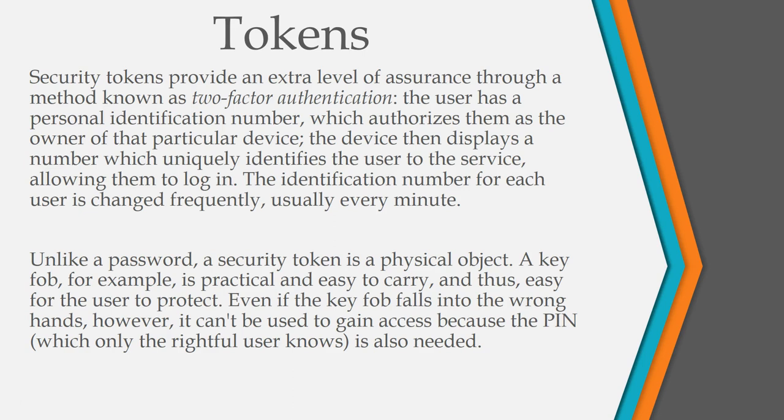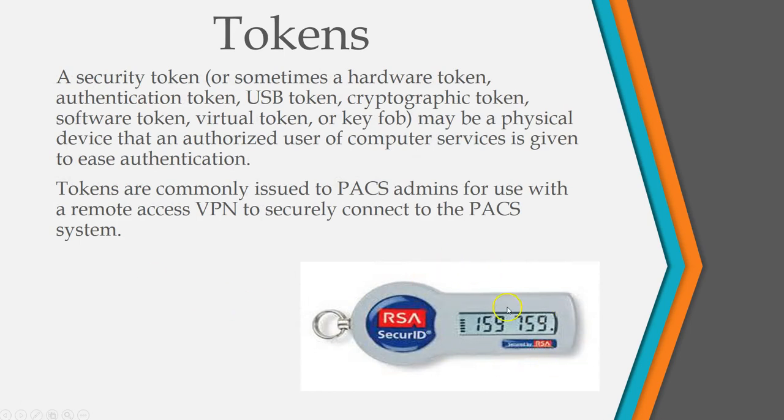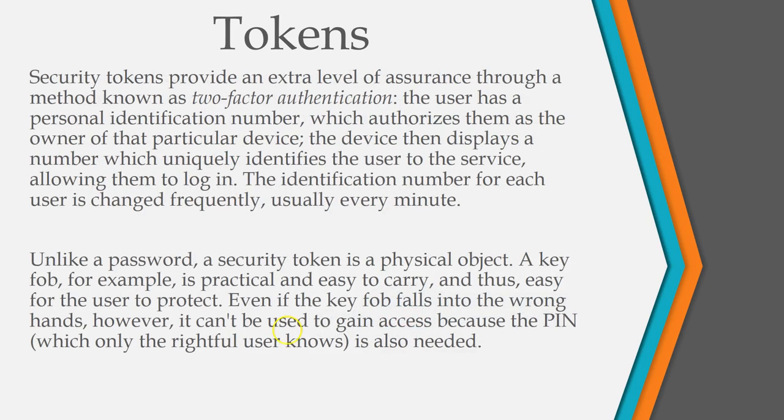Okay, so in simple English, two-factor authentication is what I have and what I know, right? So a user has a PIN number, personal identification number. That's what I know. The token, which looks like this, has a number that comes up every minute. So that's what I have. I have this token and I know a PIN number. That's two-factor authentication. It's what I have and what I know. So I put in my PIN and then I put in the identification number that comes up on the fob, and boom, that lets me in.